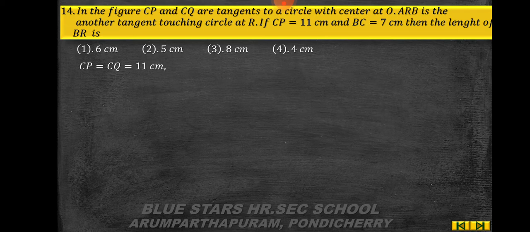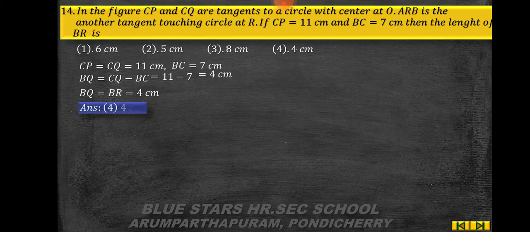CP is equal to CQ is equal to 11 cm, BC is equal to 7 cm, BQ is equal to CQ minus BC, which is equal to 11 minus 7 is equal to 4 cm. BQ is equal to BR is equal to 4 cm. So therefore the correct option is option 4. The answer is 4 cm. So in this question also you have a diagram. You refer to this diagram in your book page number 200.